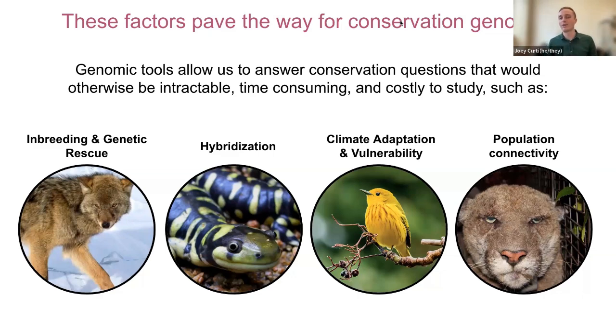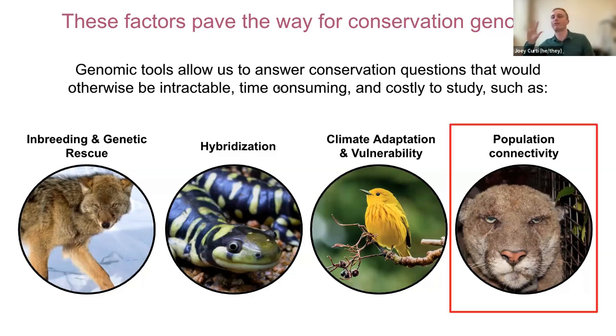And also we ask questions using genomic tools about population connectivity. So do we see that populations that are separated by different barriers, whether they're geographic barriers or man-made, do we see evidence of gene flow and movement across the landscape? And we ask all sorts of other really interesting and exciting questions. I just mentioned a few here that are things that are on my mind often. And for the purposes of this talk, we're really going to be focusing on the final piece, which is connectivity.